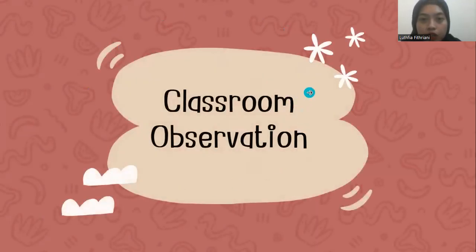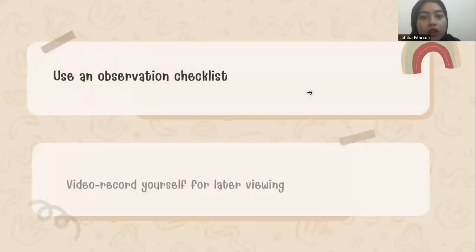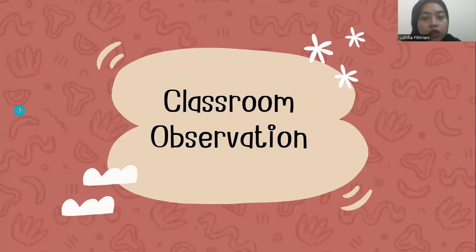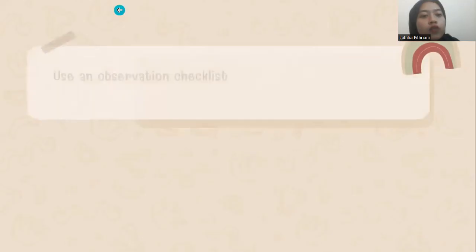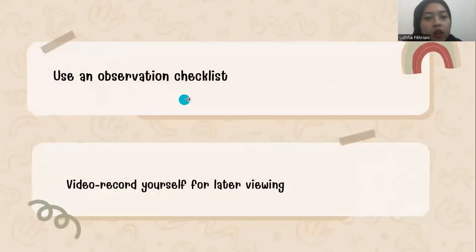Classroom observation. There are some ways to observe our classroom. The first is preparing an observation checklist. And the second, video record yourself for later viewing. So while we do the teaching and learning process, we can record ourselves.